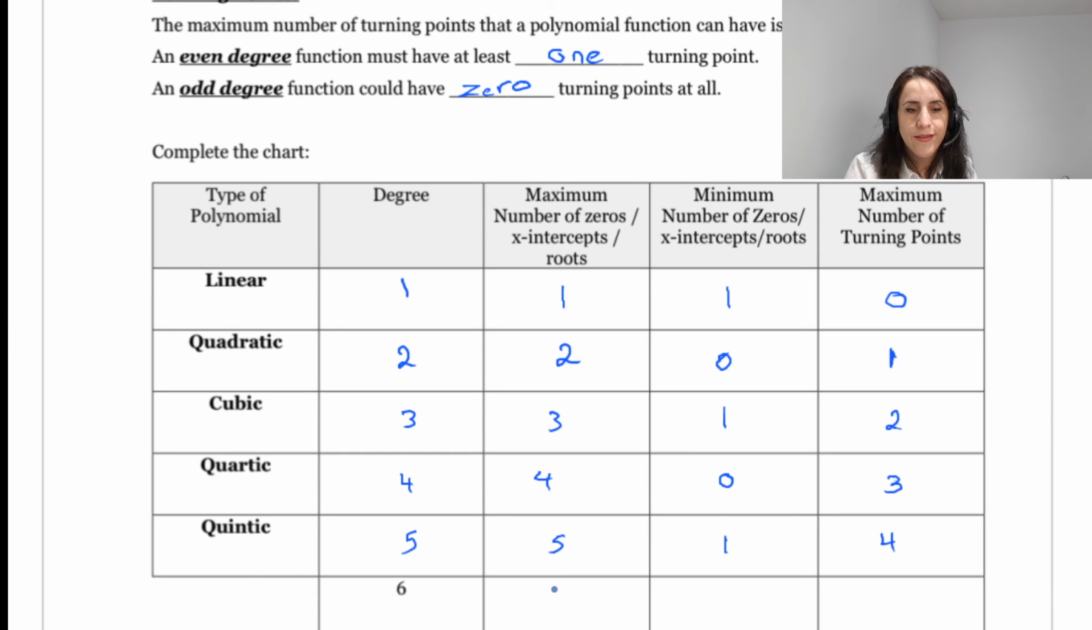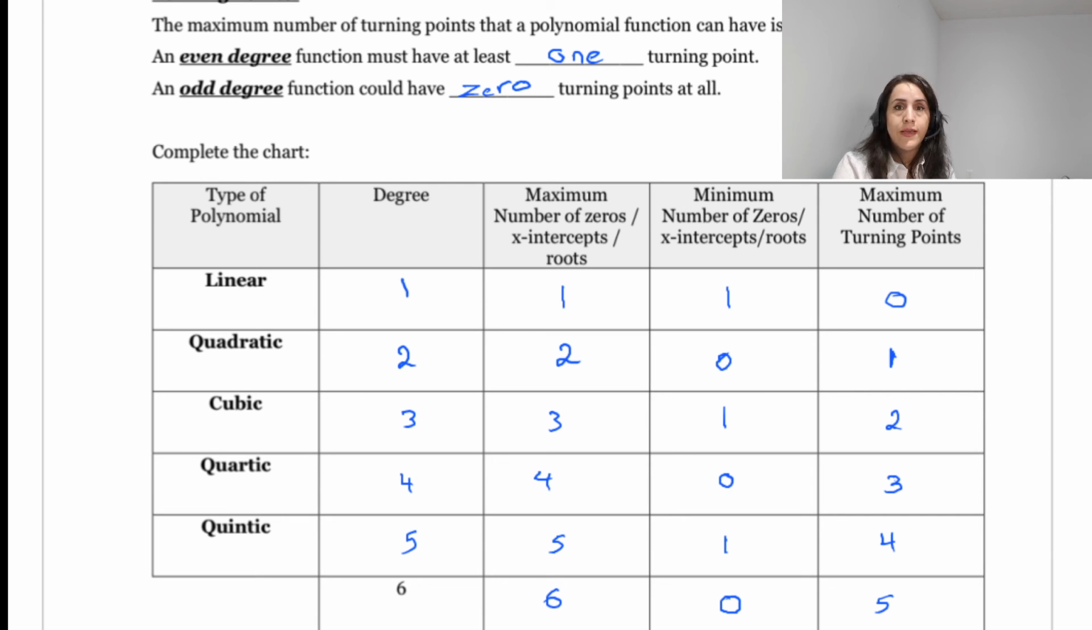Degree 6. For degree 6, the maximum number of zeros is 6. The degree is even, so the minimum is going to be 0. The maximum number of turning points, 5. For degree 7, the maximum number of zeros is 7. I'm sure that you are answering the same as me, maybe ahead of me, and then listening to my answer, and you are making sure that your answers are correct. How many minimum x-intercepts? 1. And the maximum number of turning points is going to be 6.